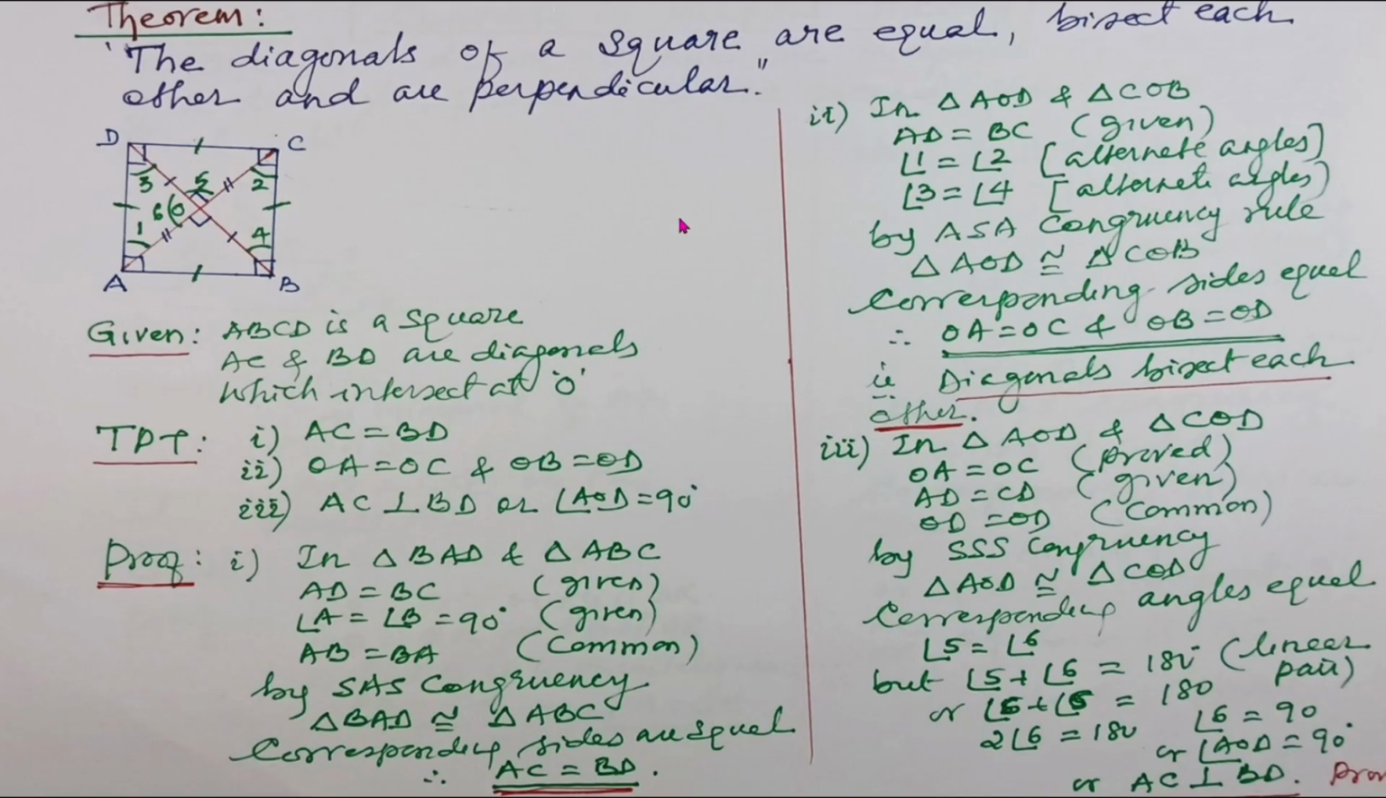Here I have taken a theorem which proves the properties of a square. The theorem states the diagonals of a square are equal, bisect each other, and are perpendicular. So, very important: the diagonals of a square are equal, bisect each other, and are perpendicular.